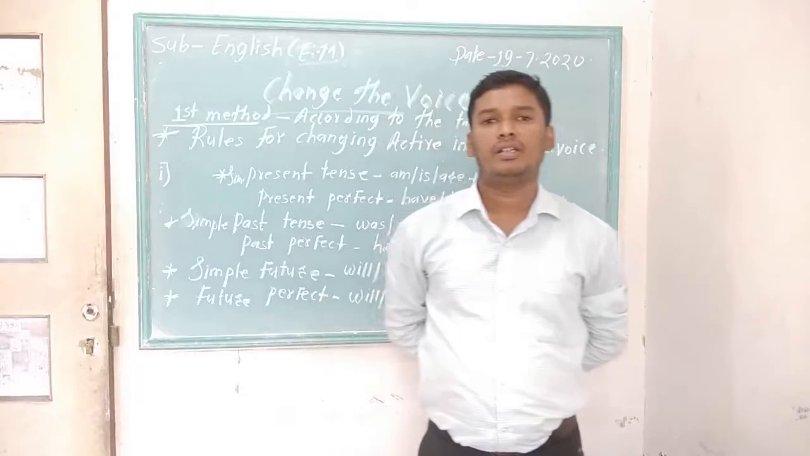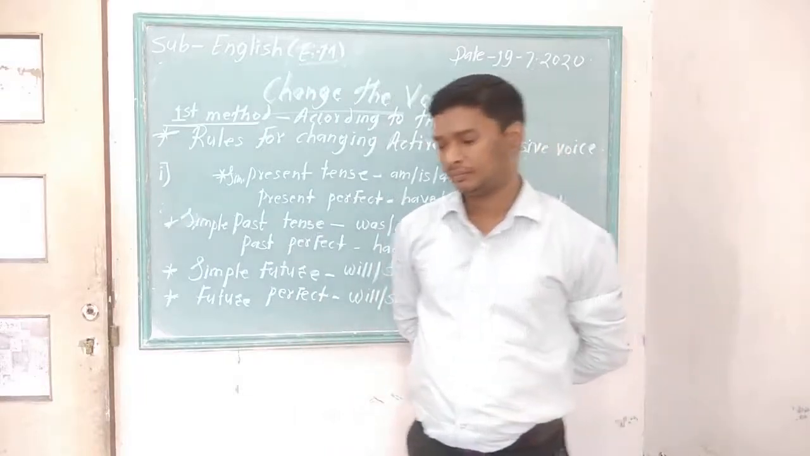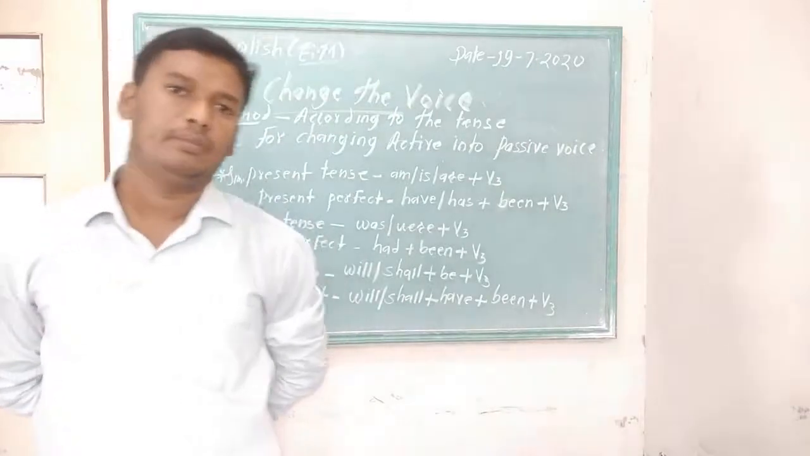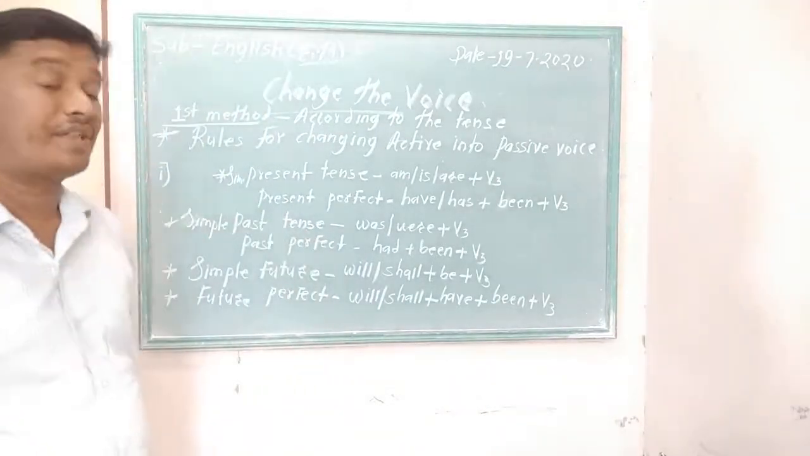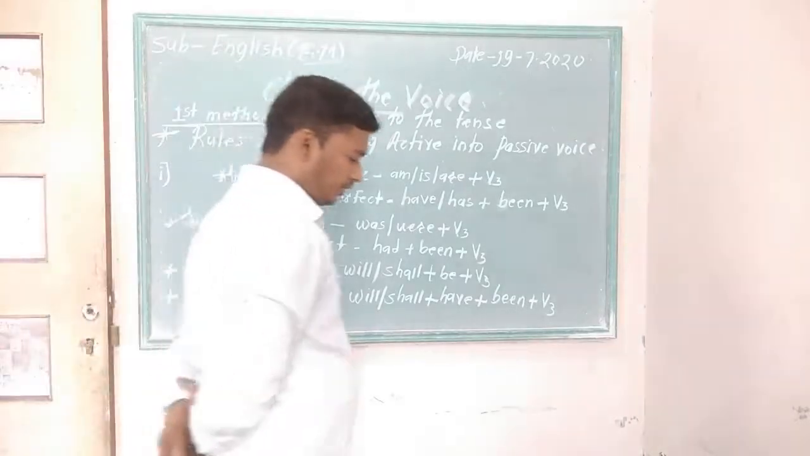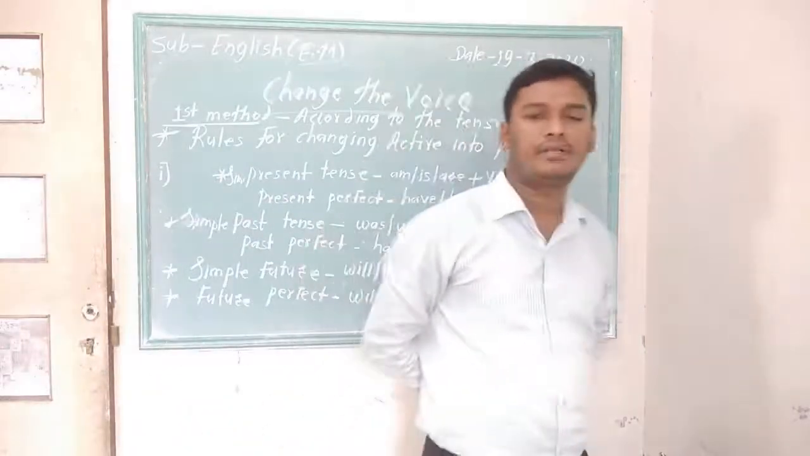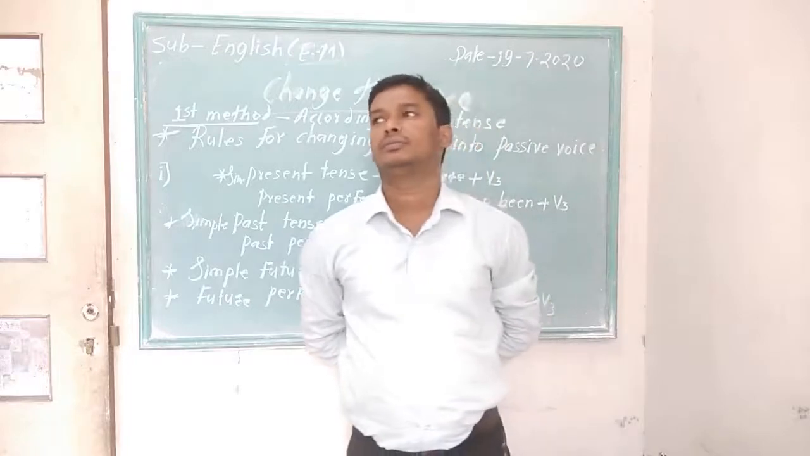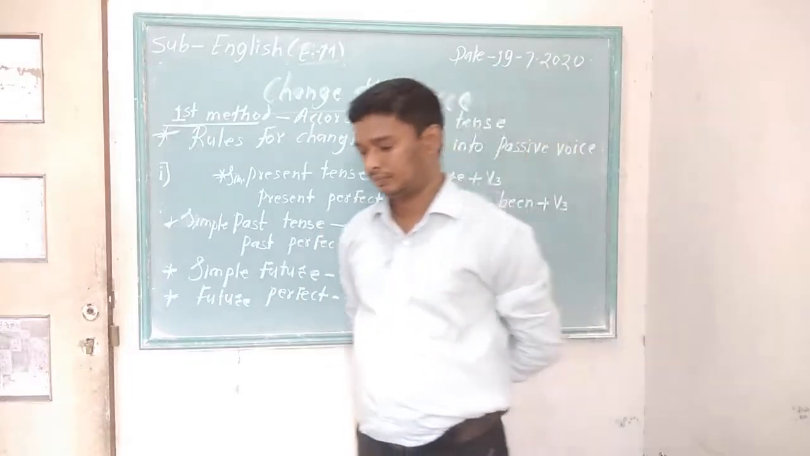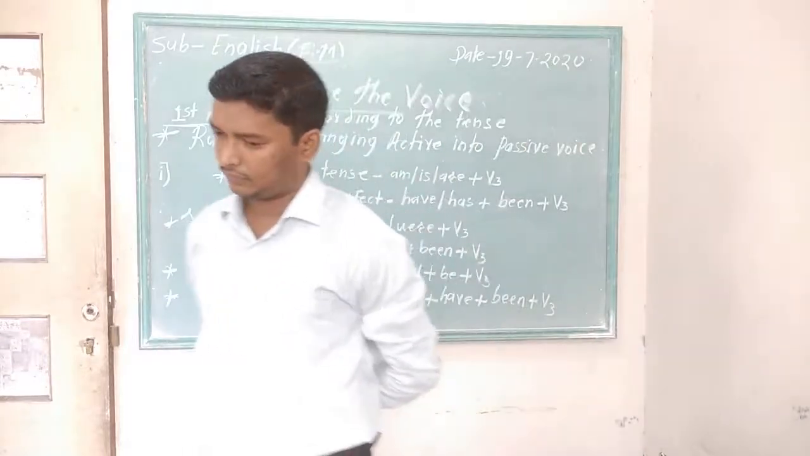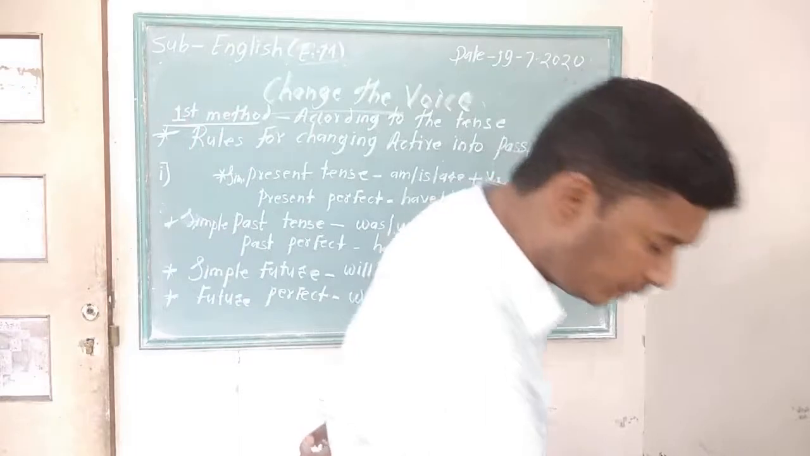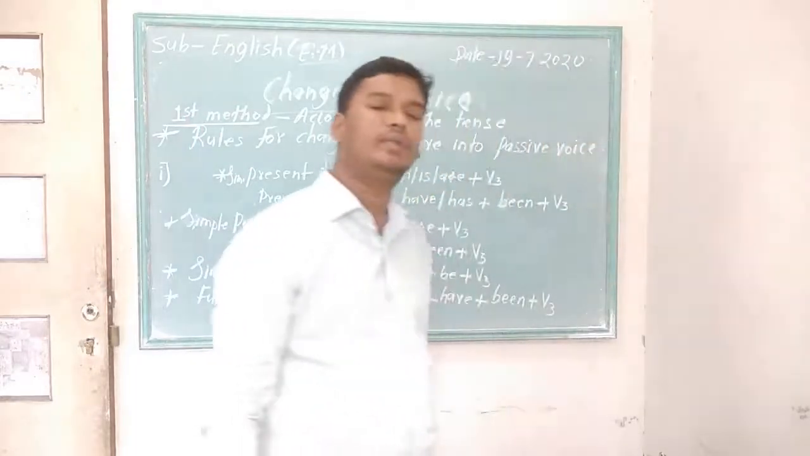Write past participle of the main verb in the passive sentence, not given in the passive sentence. In the passive sentence. Full stop. Next rule, leave one line. Next rule.